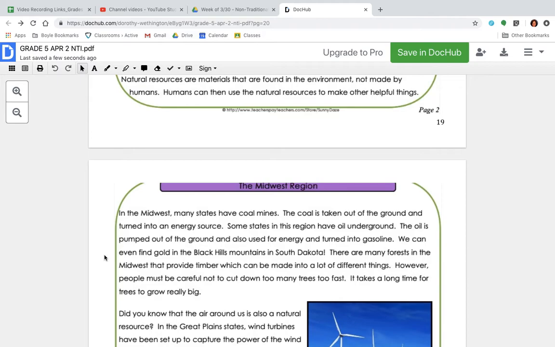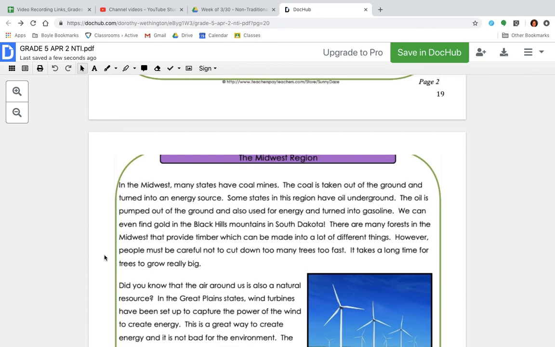There are many forests in the Midwest that provide timber, which can be made into a lot of different things. However, people must be careful not to cut down too many trees too fast. It takes a long time for trees to grow really big.